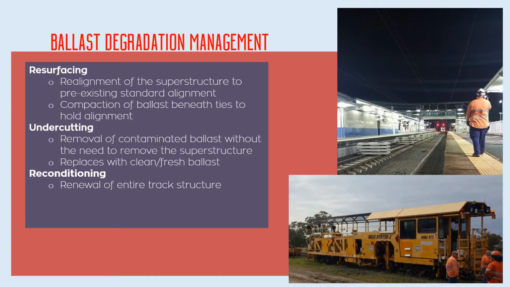Undercutting is the method of removing contaminated ballast from a track structure and replacing with either clean or new, fresh ballast. This process can either be done by an undercutting machine, which is an on-track vehicle, or excavated. Reconditioning is the most extensive method of management, in which the entire track structure is renewed.